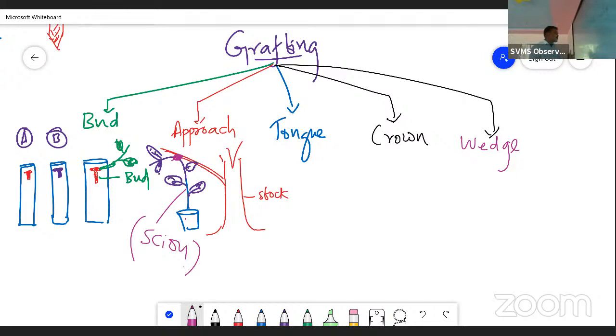So here the stalk and scion are joined together. I mean, the branches of the stalk are tied with the branches of the potted plant. As a result, at the tied portion where a new bud arises, that bud grows into a new plant, right? New branches are formed.